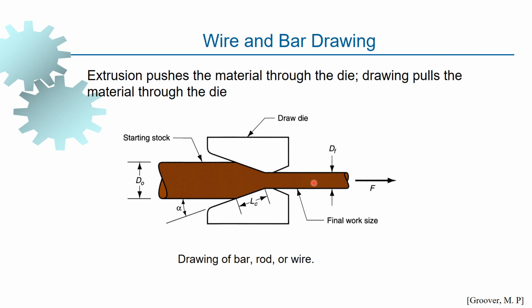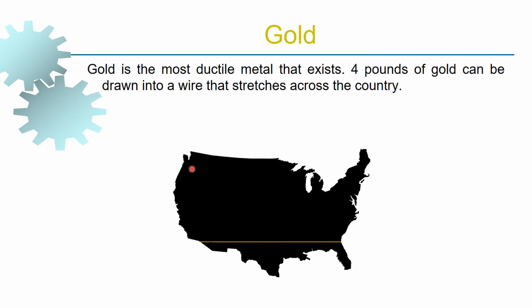Now you can see here, which material is best for the wire drawing operation? Gold is the most ductile metal that exists for drawing operation. If you take 4 pounds of gold, that can be drawn into a wire that stretches across the country, from one end of the country to the other end.